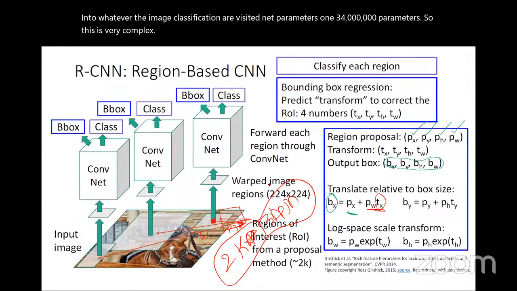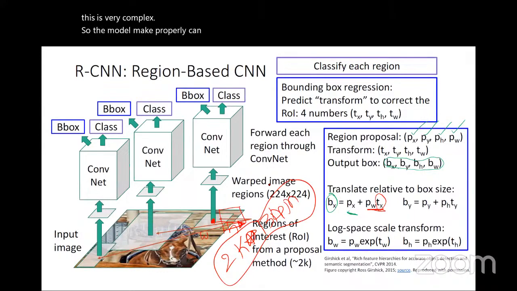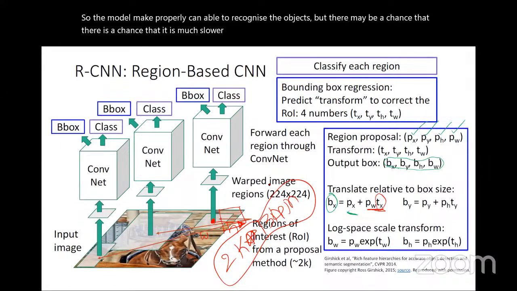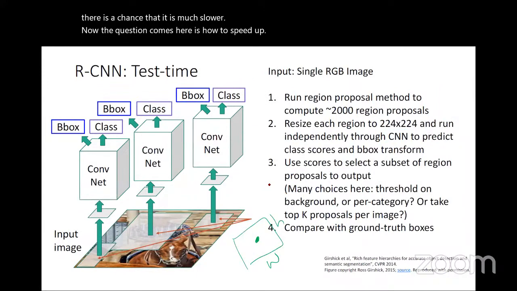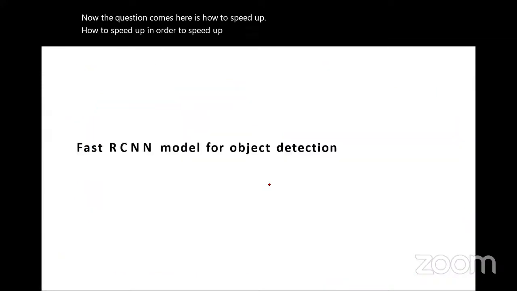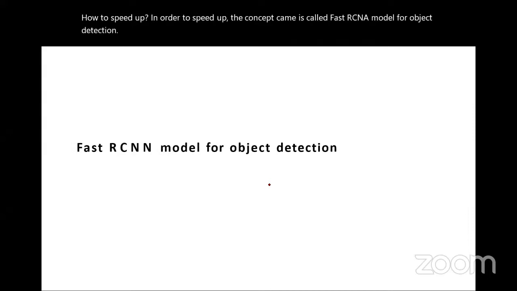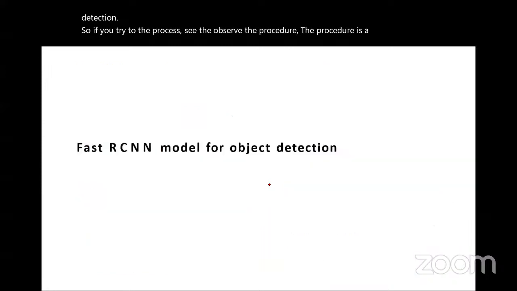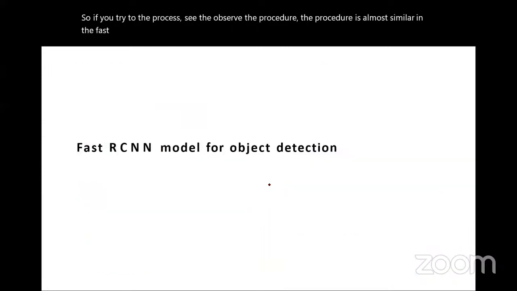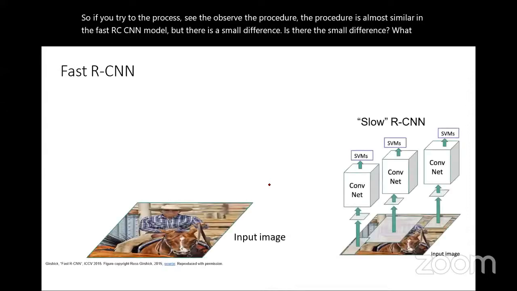So the model may be able to recognize the objects properly, but there is a chance that it is much slower. Now the question is how to speed up. In order to speed up, the concept that came is called the Fast RCNN model for object detection. If you observe, the procedure is almost similar in the Fast RCNN model, but there is a small difference. What was the difference?